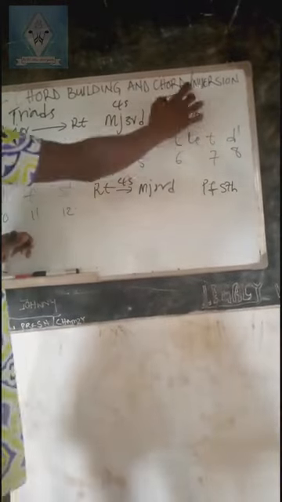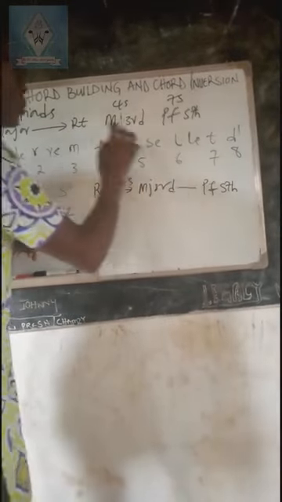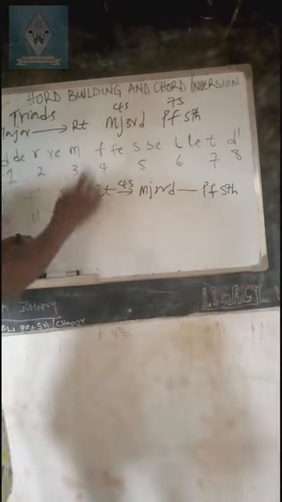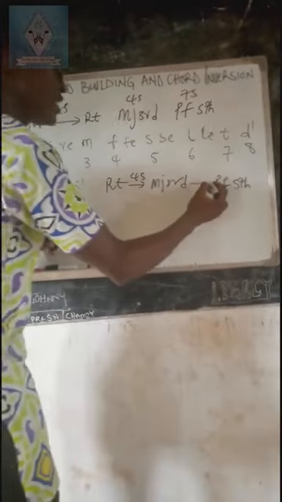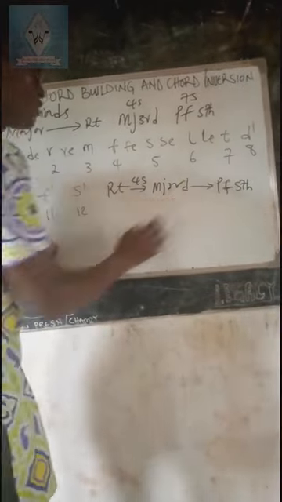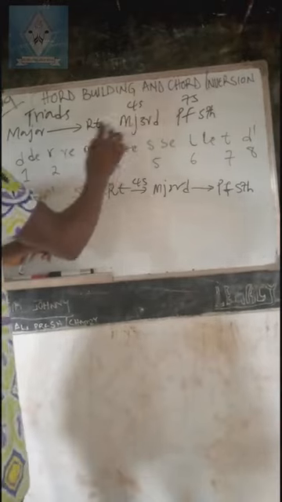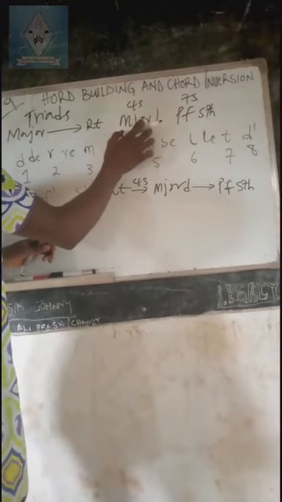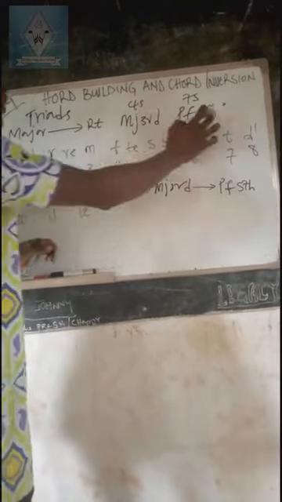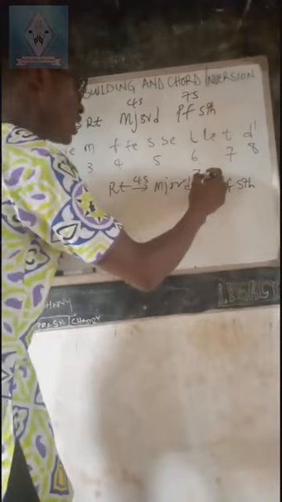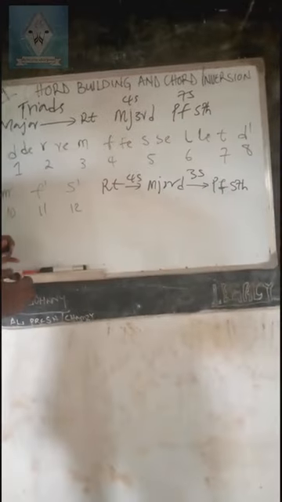Now, from the root, the perfect fifth is 7 semitones, and from the root, the major third is 4 semitones. Now, how do we know the distance between the major third and the perfect fifth? You simply subtract the distance from the root to the major third from the distance from the root to the perfect fifth. So we'll be left with 3 semitones here.